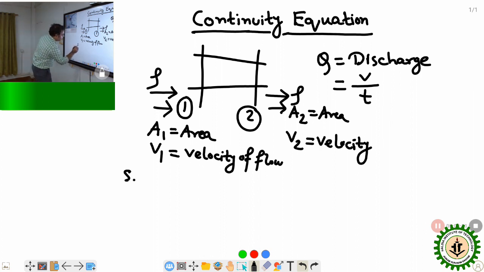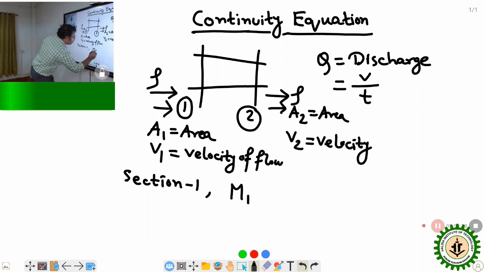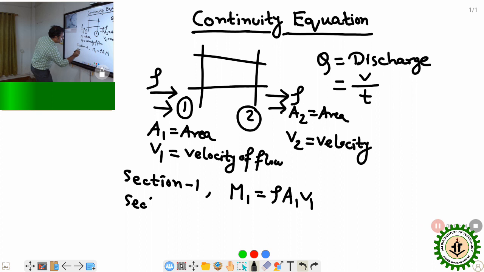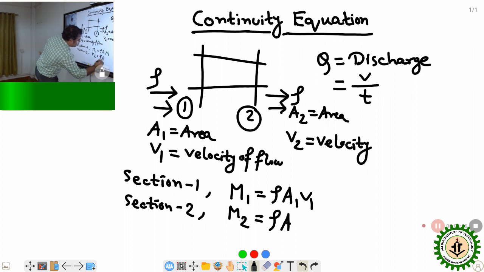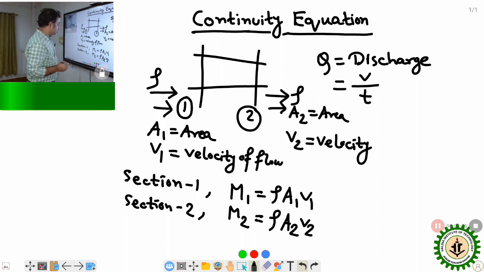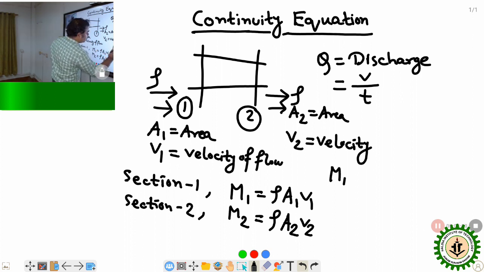So at section 1, the mass M1 is equal to rho A1 V1 for unit time. At section 2, M2 is equal to rho A2 into V2. So according to the law of conservation of mass, M1 is equal to M2.